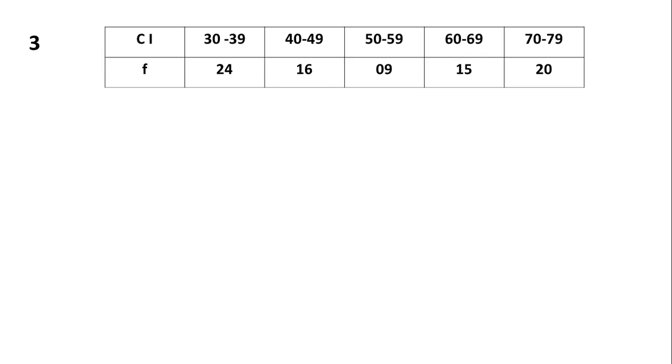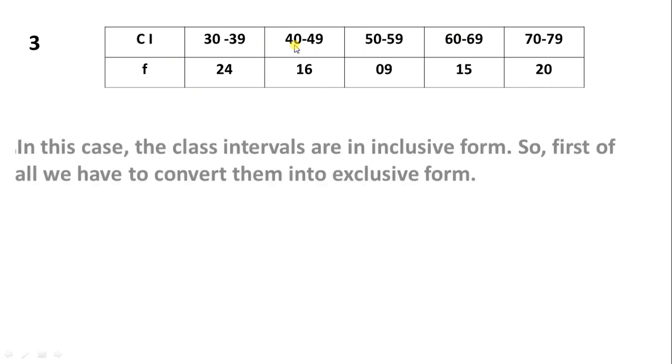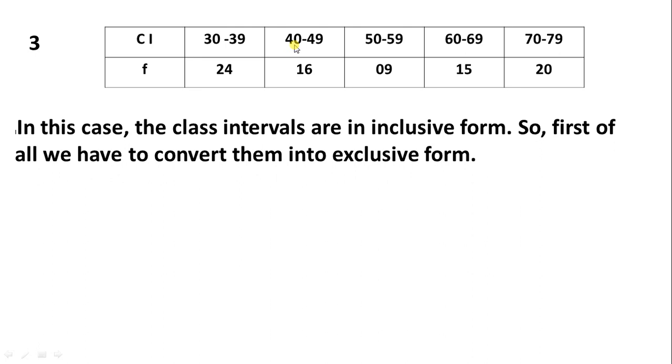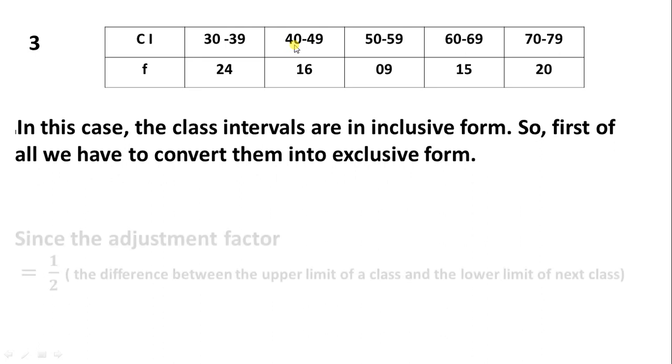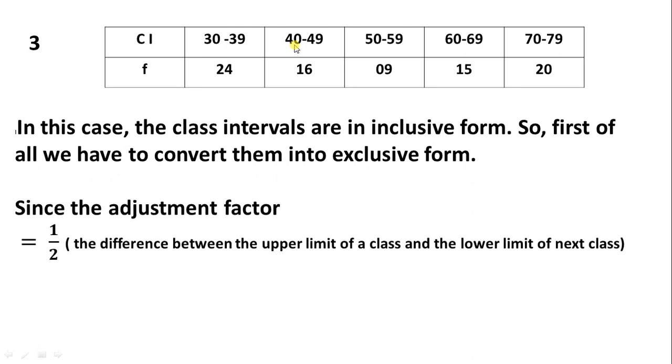Question number 3. The given class interval is in inclusive form. You can easily identify it over here: 39, here it is 40. So how to convert? If the given class interval is in inclusive form, we have to convert it into exclusive form. We have to find out the adjustment factor.